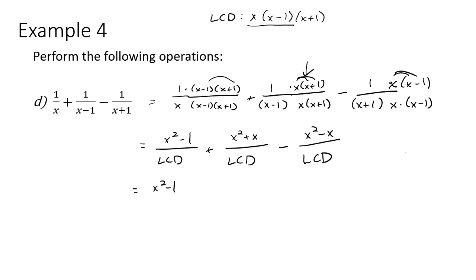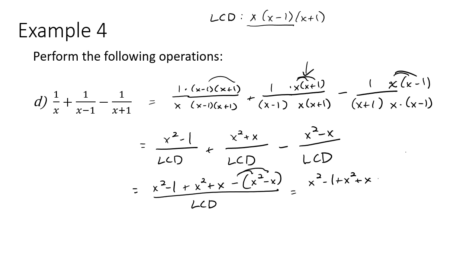We've got x squared minus 1 plus x squared plus x, be careful, minus all of the numerator x squared minus x. Put it in parentheses. And so that's just going to flip both of those signs. So that's going to be a minus x squared plus x.